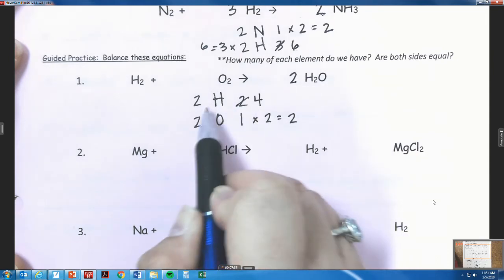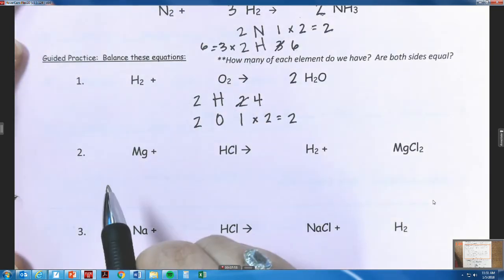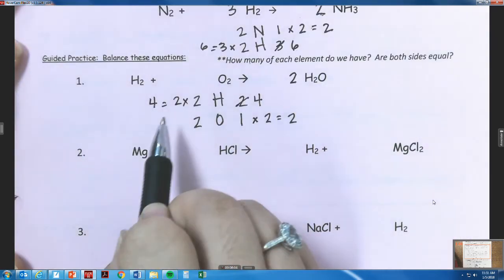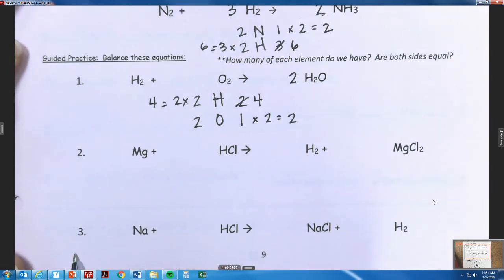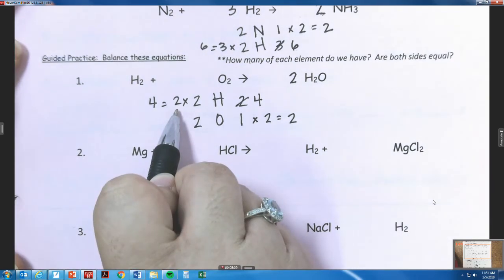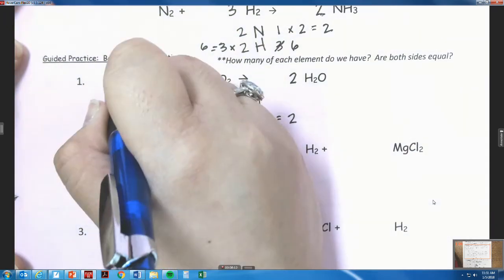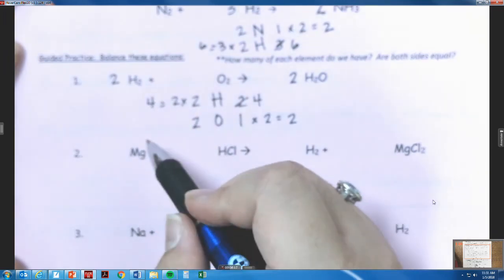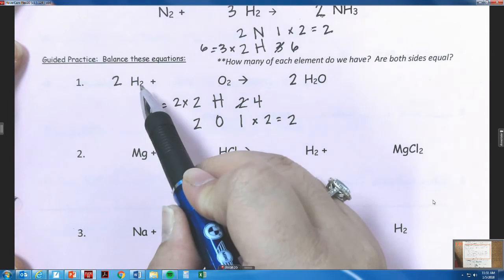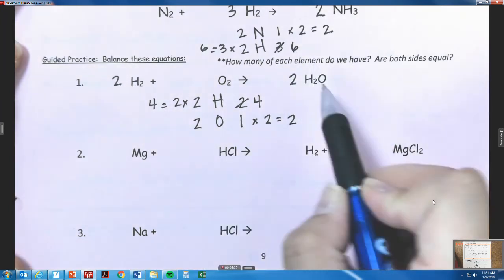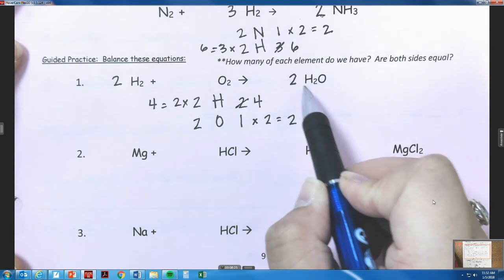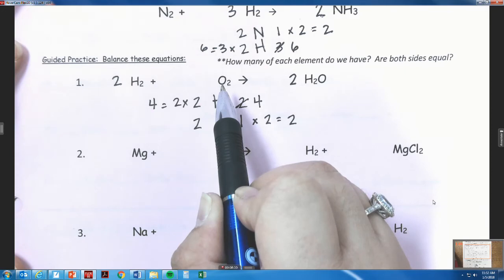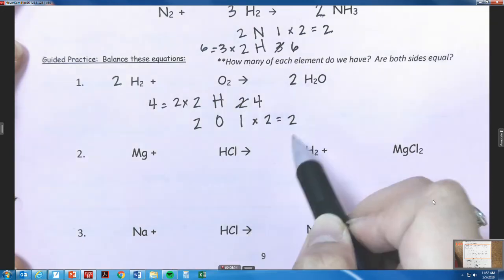So what do I have to multiply by to equal 4? I'm going to have to multiply my reactant side by 2, so that way I can also have 4 hydrogens on my reactant side. And then remember, whatever you multiply with becomes your coefficient. Okay, so again, you can always check your work. 2 times 2, that's 4 hydrogens. And then on my product side, 2 times 2, that's also 4 hydrogens. Oxygen, I only have 2 on my reactant side, so on my product side, I still have 2.